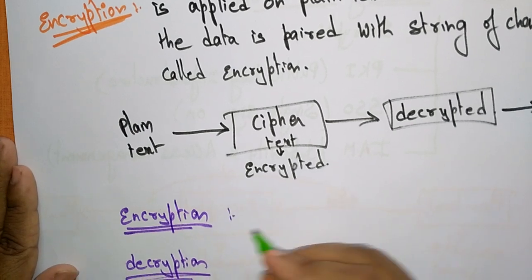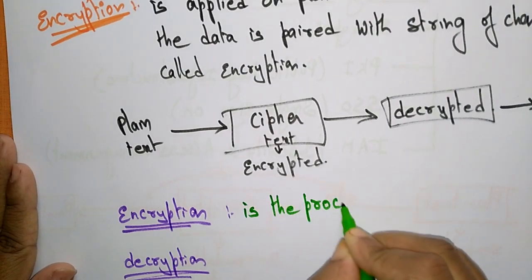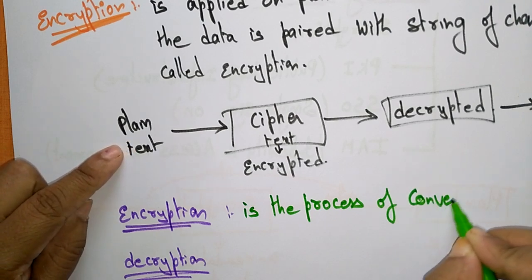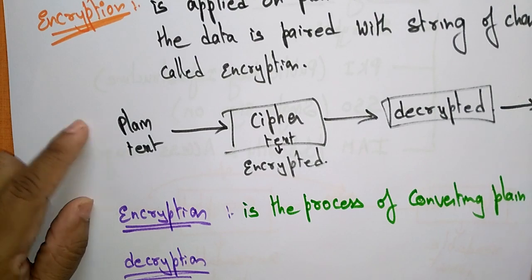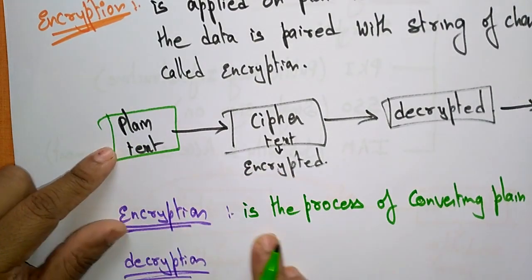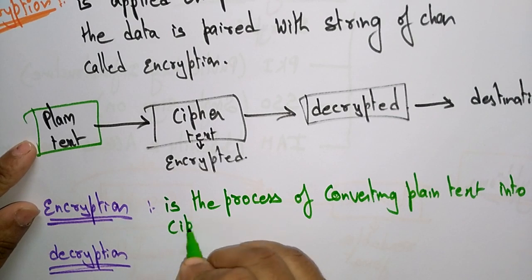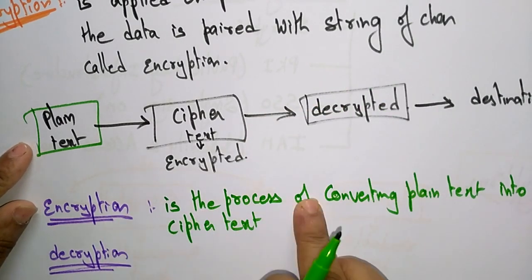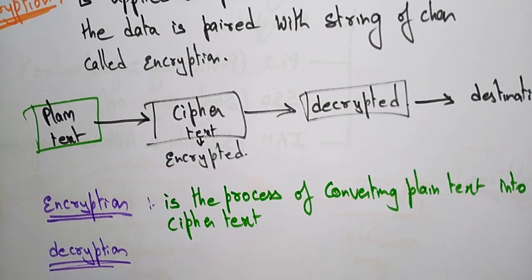Encryption is the process of converting plain text, that is the ordinary text. Whatever the plain text is, it's a process of converting the plain text into an unreadable format. The unreadable format is nothing but the ciphertext. So encryption is a process of converting the plain text into ciphertext. You call it encryption.